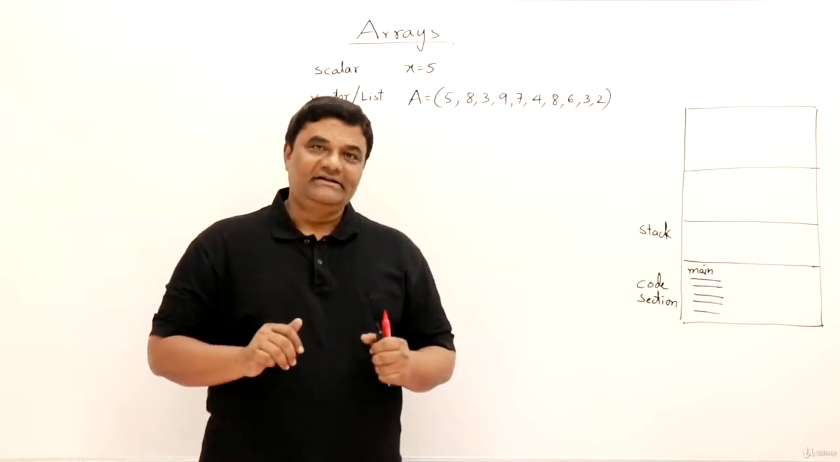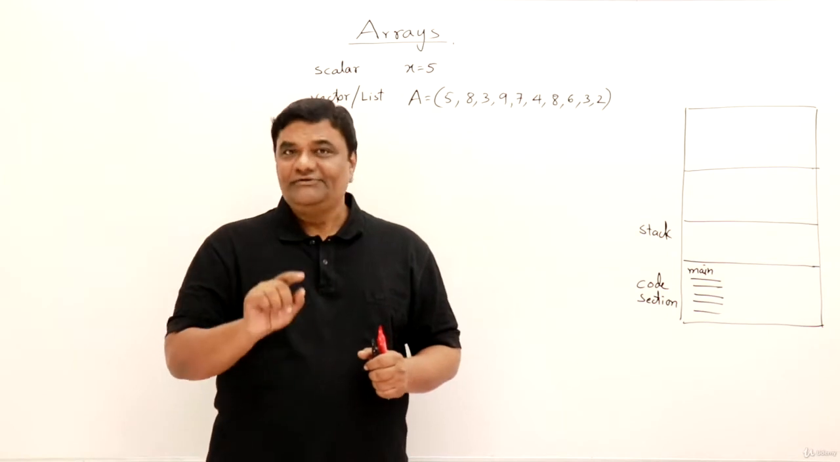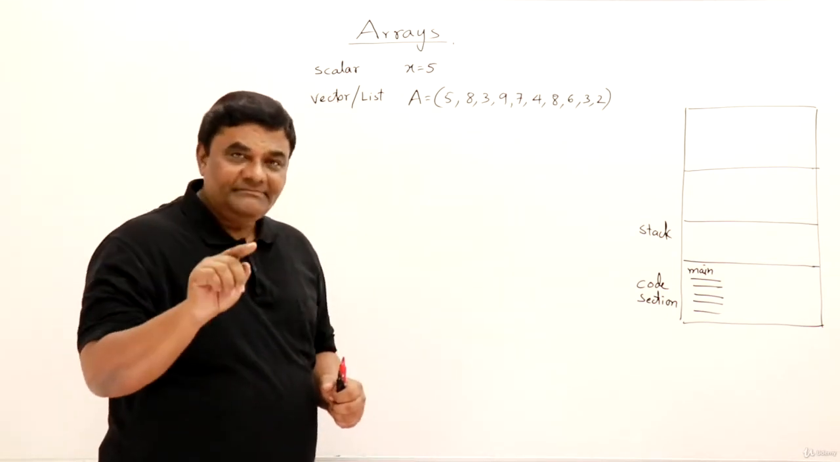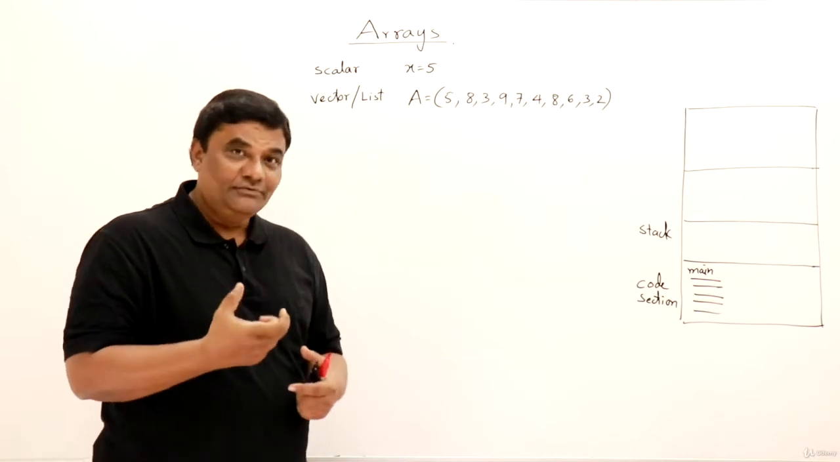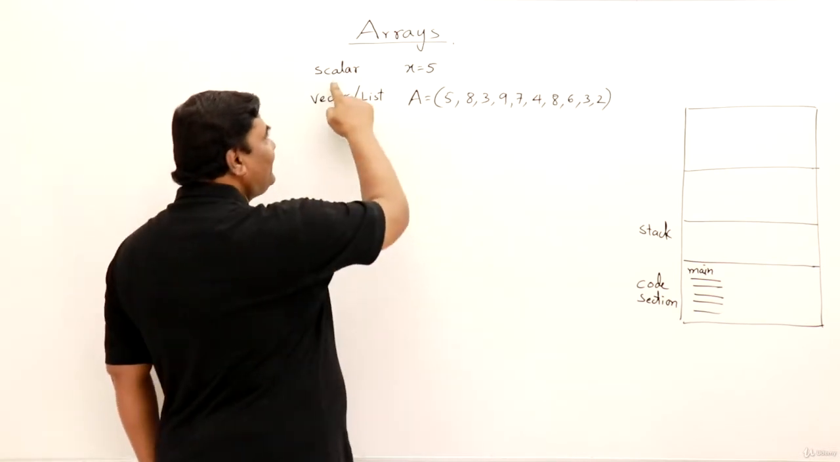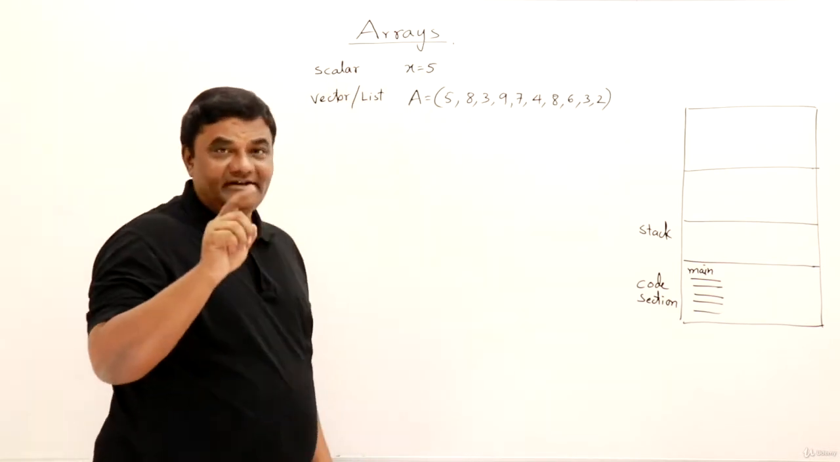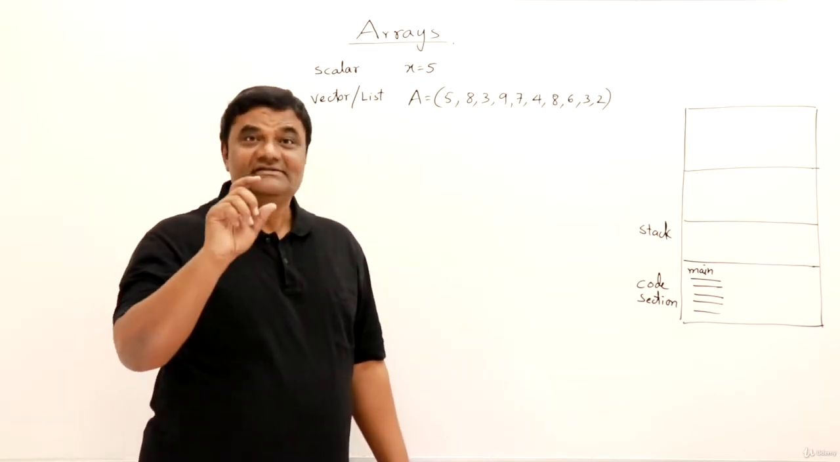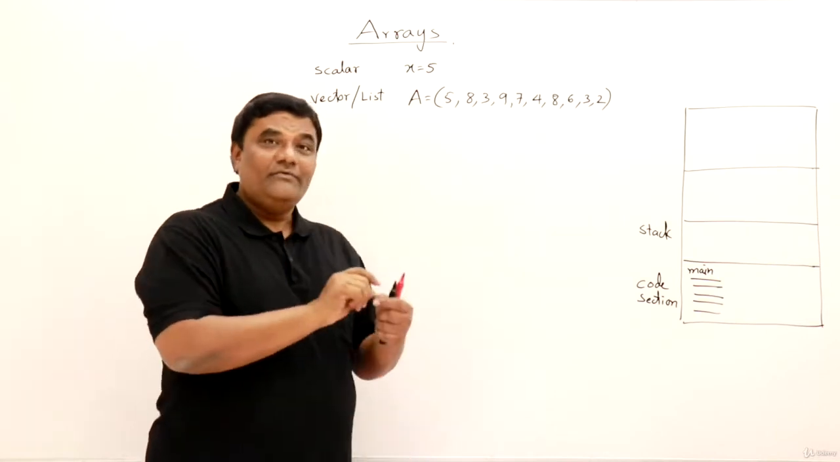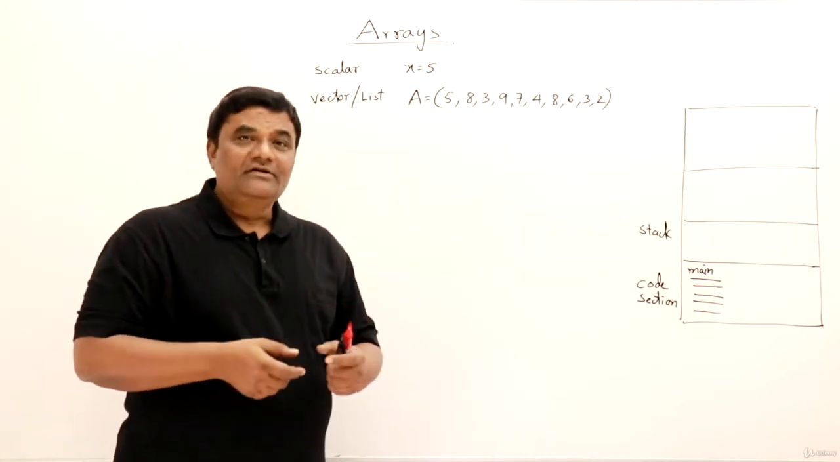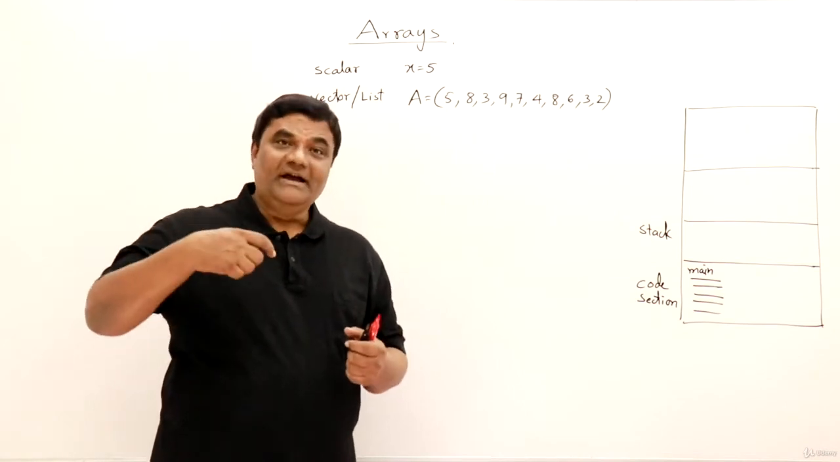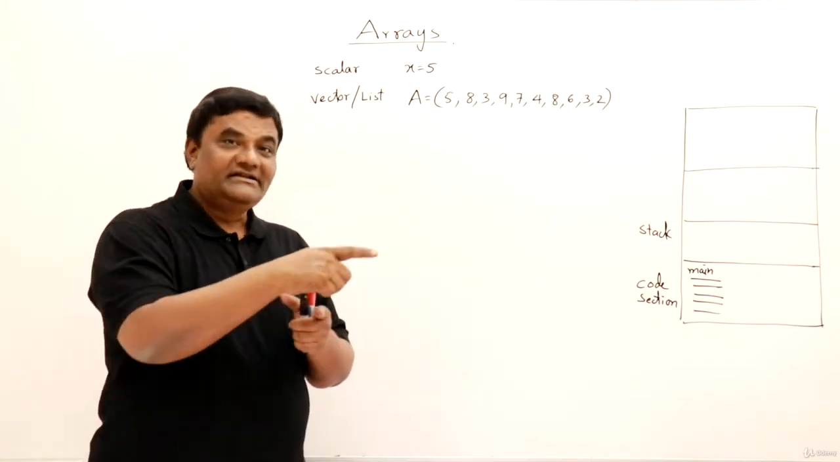Let us understand arrays. For understanding arrays, if you are comfortable with mathematics, let us start with mathematics. In mathematics, there are two types of values. One is scalar value. Scalar value means a single value. By definition, scalar means magnitude, so it means a single value. The next is vector. What is a vector? A vector is a list of values, meaning it has magnitude as well as dimension.